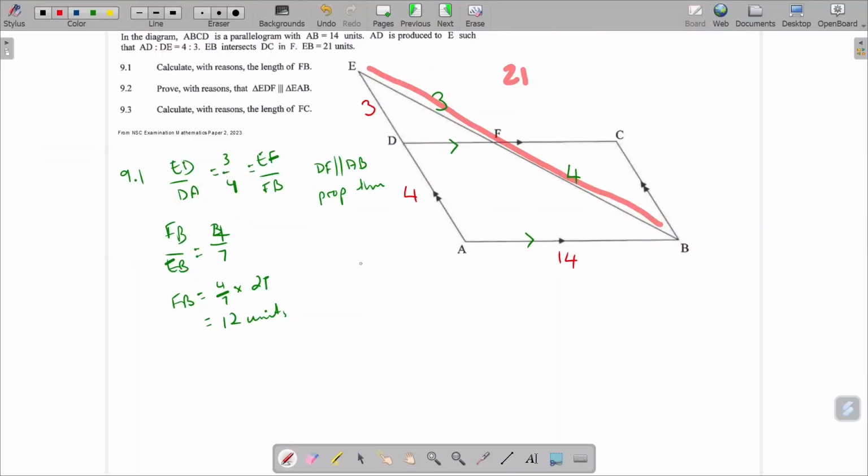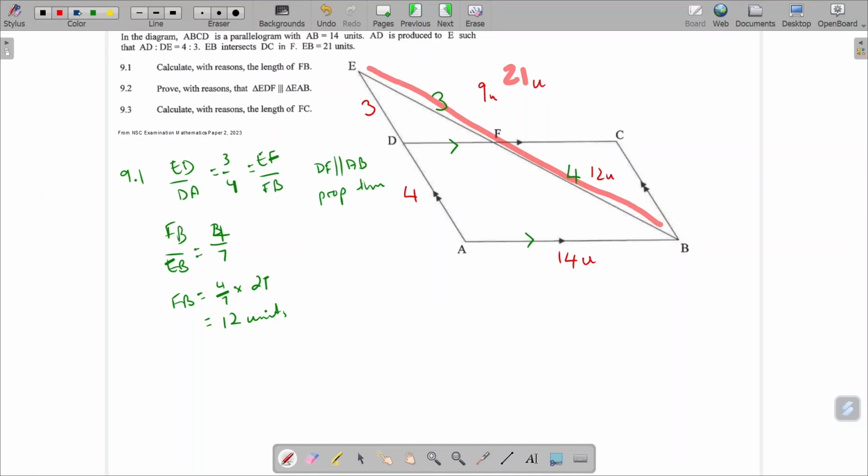I'm going to choose to write that in here because we will be working with lengths later on. Please be careful, because already in my diagram I seem to confuse my lengths with my proportions. So to separate that idea, I'm going to put units in here to show that it is a length, whereas the ones without units are proportion concepts. So we know that FB is 12, which means that EF is 9 units.